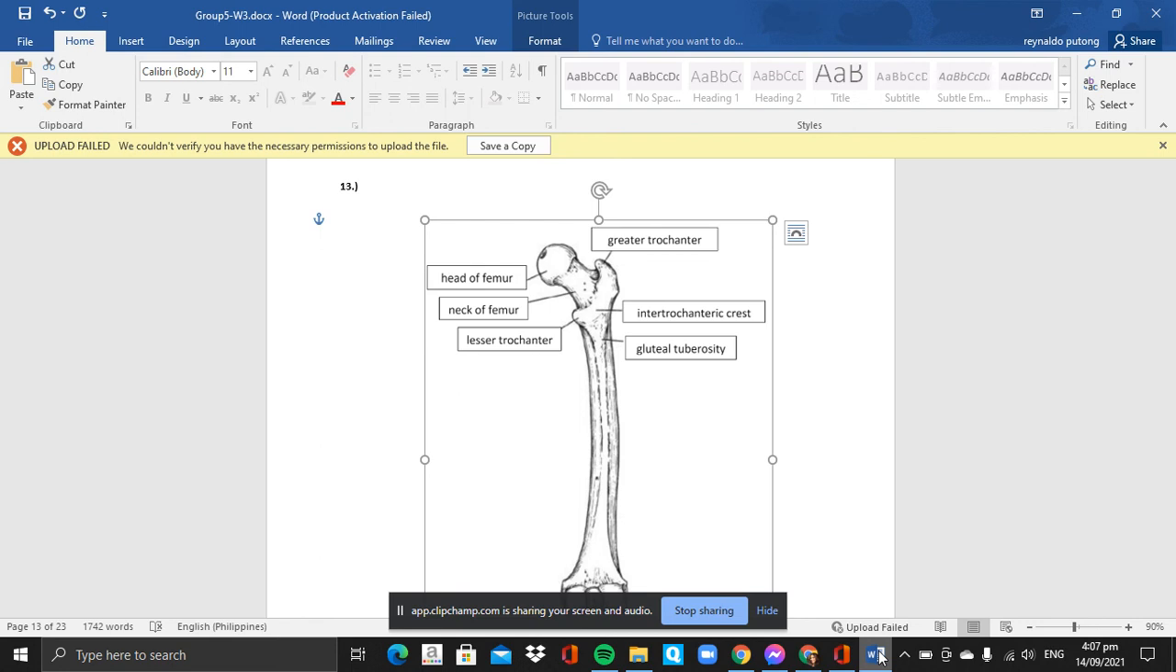Lastly is the intercondylar fossa. It is located at the bottom of the femur between its condyles, and it helps to stabilize the knee joint.